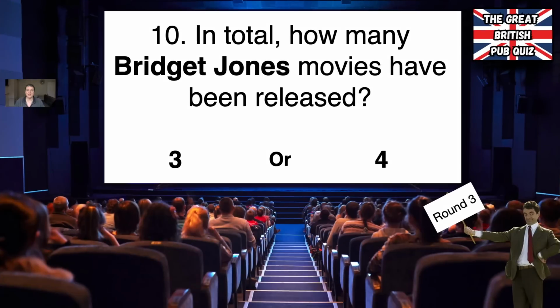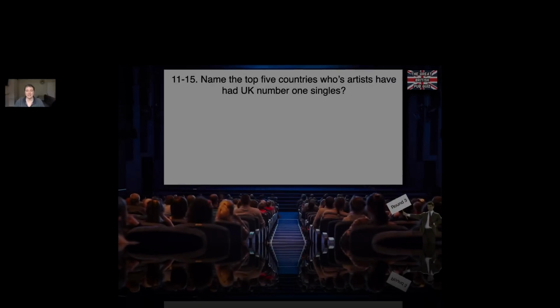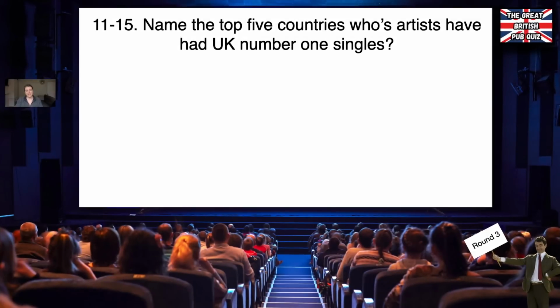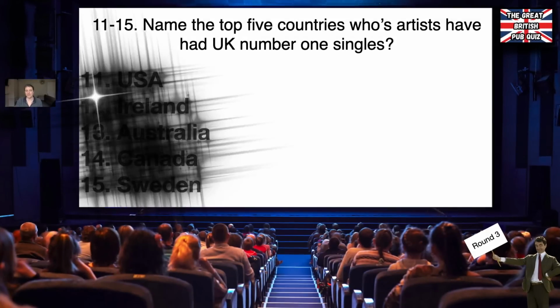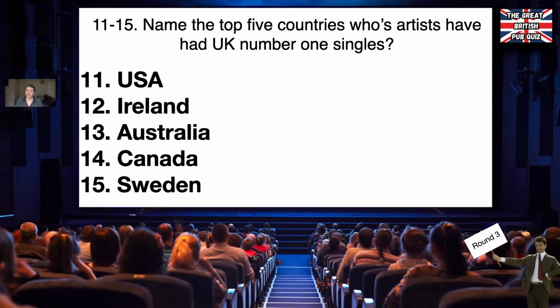And number 10, in total, how many Bridget Jones movies have been released? 3 or 4? There's been 3, but I believe there's a 4th on the way. Now, 11 to 15, the top 5 countries whose artists have had UK number 1 singles. So we have USA, Ireland, Australia, Canada and Sweden. So tough question. Very well done if you got most or all of those.